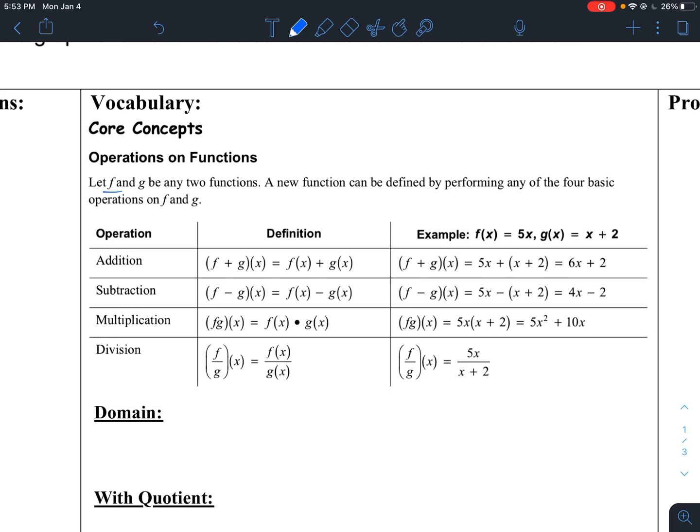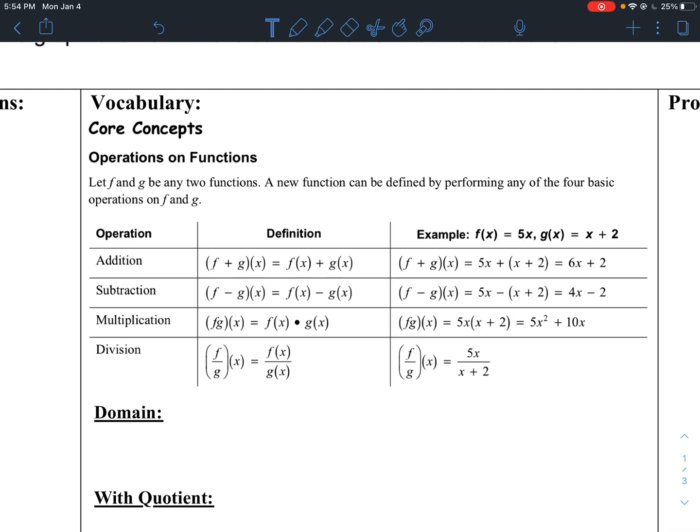If I have two functions f and g, and if I were to add them, the definition, or the equation, would look like this. If I take f and g and add them together, f of x plus g of x can also be written as f plus g of x. Or I can do f minus g of x, which is f of x minus g of x, and they are the same thing. And so on and so forth.